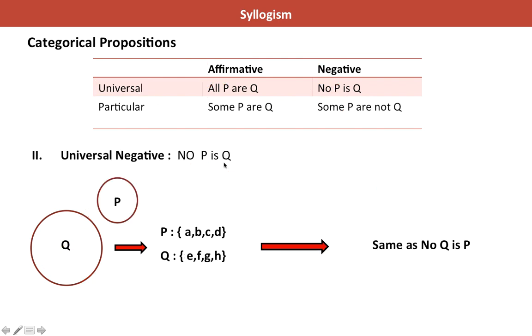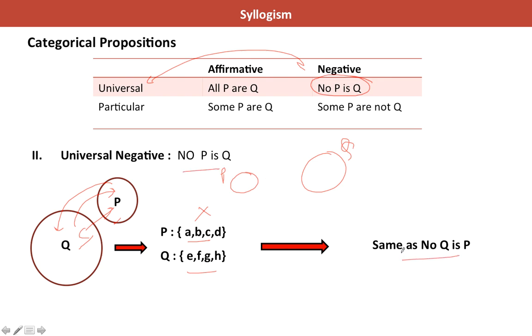Let's move on to the second type. The second type is universal negative. So we are in this quadrant here. I have a universal and a negative one. No P is Q. Now it means that if P is ABCD, then Q is EFGH. There is no common element here. So if I have a circle for P, I will have another circle for Q, as I have shown here. So there is no overlapping. Q has no business with P and P has no business with Q. So no P is Q also means no Q is P.